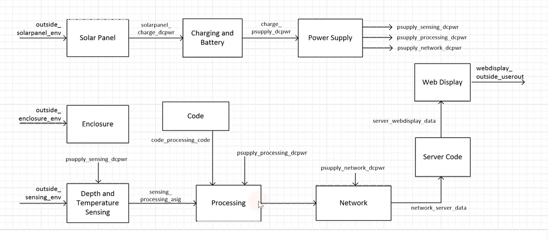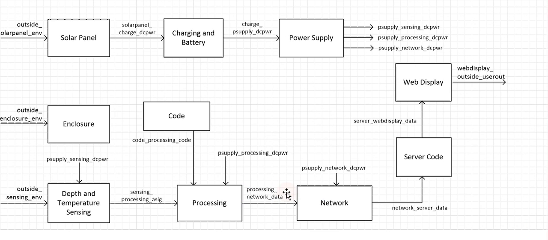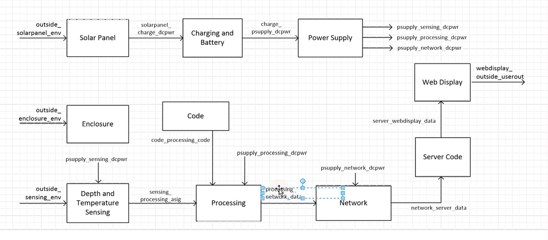The processing element then puts some data together. Oh, looks like I missed a name right here, processing to network data. So let's go ahead and make a copy of that. Put that back where that belongs. Try that again. All right, there we go.